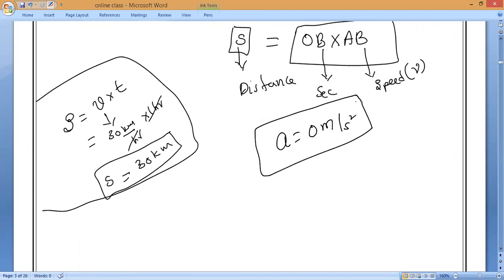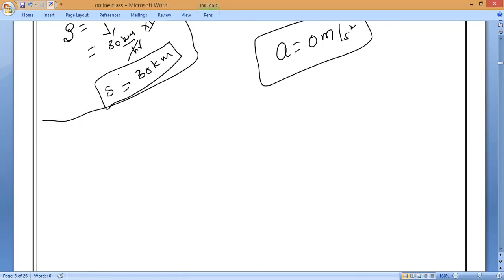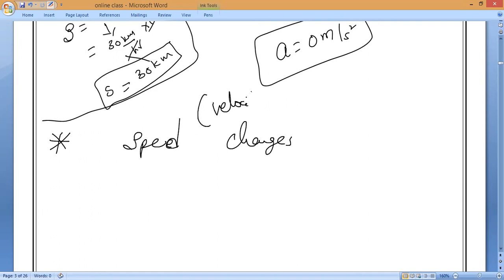As I said, the first graph is constant speed. The second graph is again a speed-time graph, where speed changes at a uniform rate. When speed changes at a uniform rate, what is the acceleration? Speed means velocity only. So velocity changes at a uniform rate. What do you mean by that, everybody? The acceleration is uniform. Clearly keep it in mind.